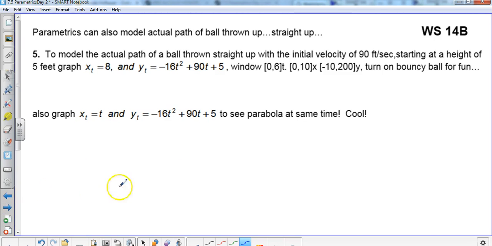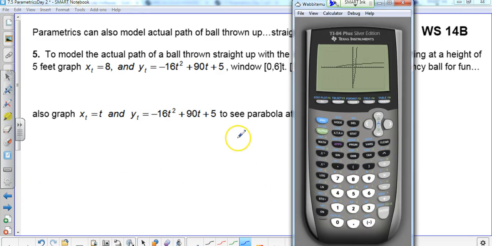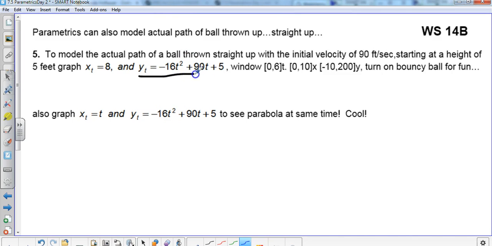All right, number 5 is one Hofbauer wants to show you because she thinks it's a cool question, okay? Do you remember when we did problems like this right here? Everybody see what I'm talking about? We had negative 16t squared plus 90t plus 5. This would have been the initial velocity was 90 feet per second, and the initial height was 5, and we're throwing the ball straight up in the air. We wanted to see how long it took to come back down or how high it went or whatever we wanted to find out. All right, I want you to type all this in.